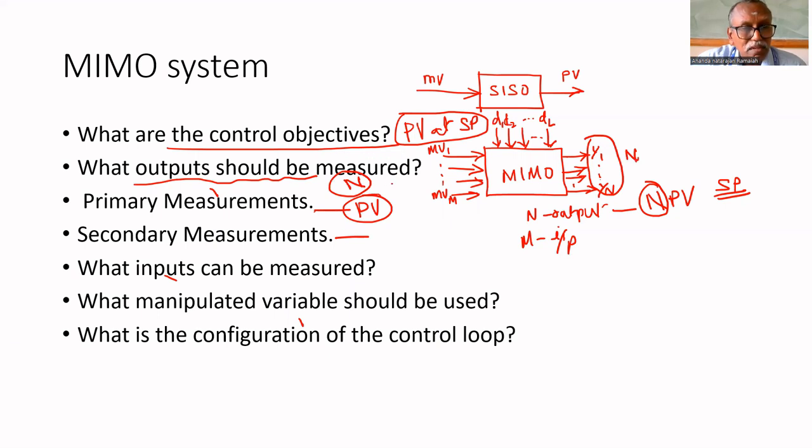Sometimes the variables we are measuring may not be directly involved, maybe for inferential control, or it may be for cascade control. For cascade control also we are measuring another variable, but which is not primarily important. So in that case, there are some secondary measurements. Primary measurement means the variables in which we are interested, the process variables. Sometimes in cascade control, inferential control or split range control, some secondary measurements are required. That also we have to measure.